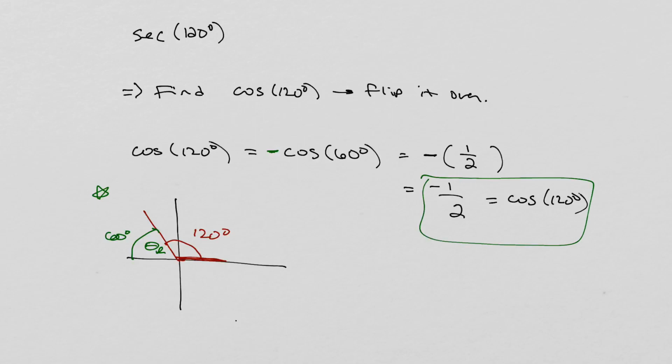Now I wanted to find secant of 120 degrees. So what I'll do is take this value right here and flip it over. That'll give me a negative 2. So to find this reciprocal function, I just found the one it's associated with and then flipped over that answer.